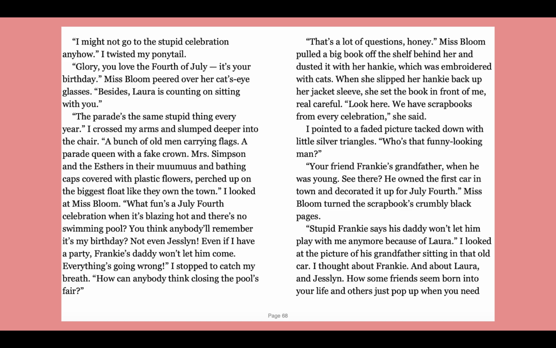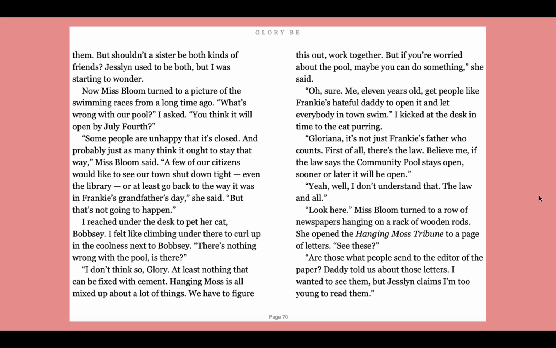"Stupid Frankie says his daddy won't let him play with me anymore because of Laura." I looked at the picture of his grandfather sitting in that old car. I thought about Frankie and about Laura and Jesslyn. How some friends seem born into your life and others just pop up when you need them. But shouldn't a sister be both kinds of friends? Jesslyn used to be both, but I was starting to wonder.